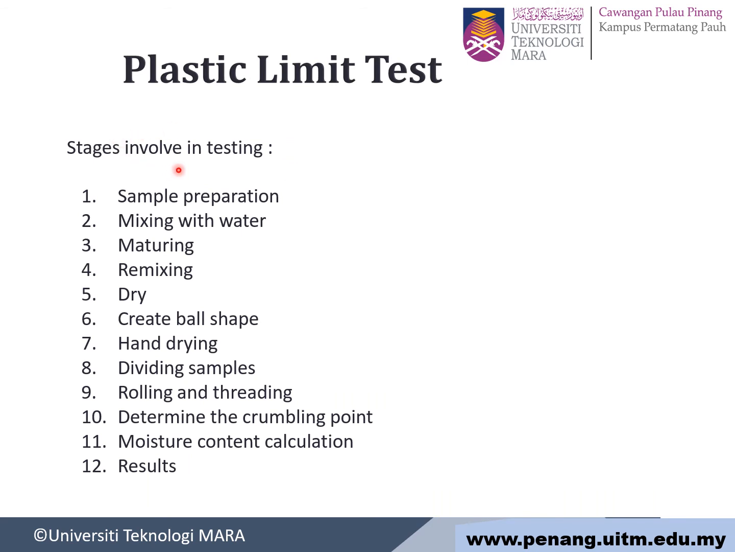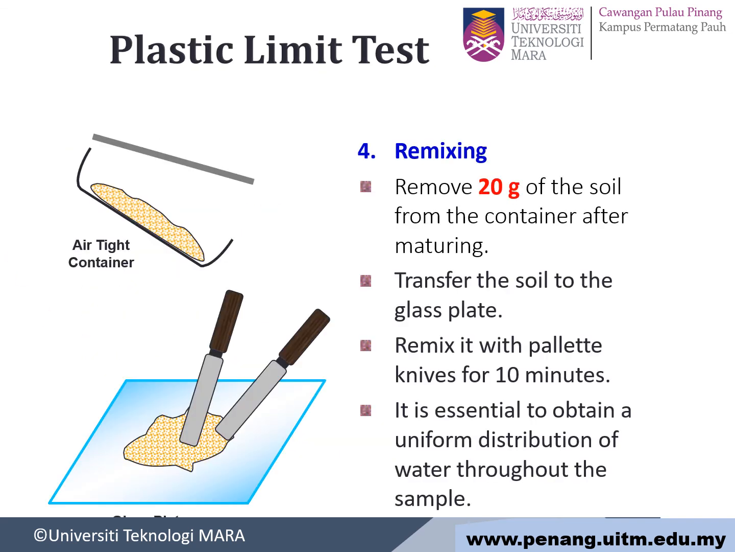Plastic limit test. The stages involved in testing: we have 12 stages from the sample preparation to the results. Alright, so we have step number 1 to step number 3. For these steps, you just follow the previous steps when we applied them for the Casagrande test and cone penetration test. So now we continue with step number 4, remixing. You have to remove 20 grams of the soil from the container after maturing and transfer the soil to the glass plate and remix it with the palette knife for 10 minutes, to obtain uniform distribution of water throughout the sample.